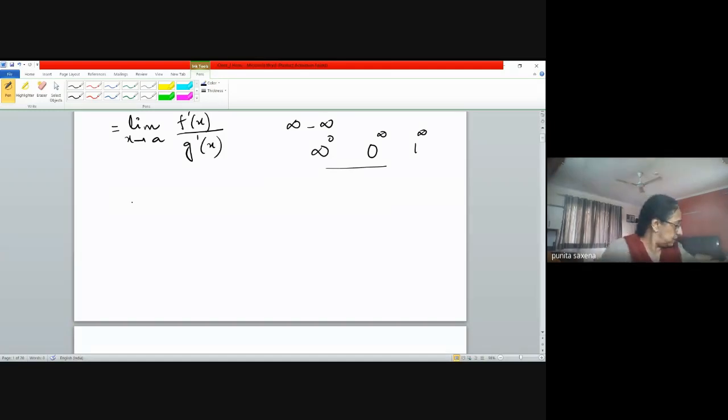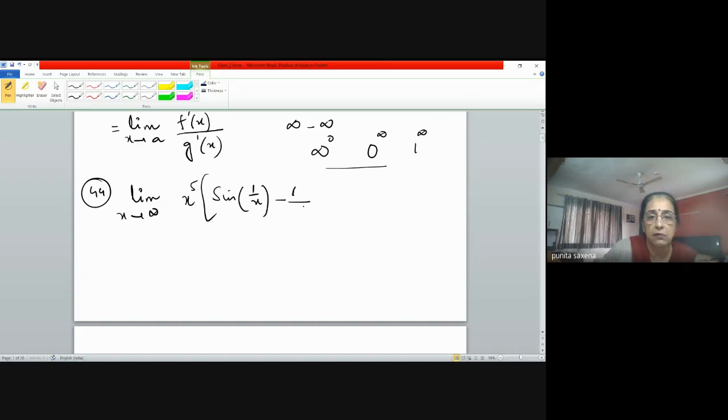Just look at your exercise, you don't have it in front of you right now, you know. Say you have question number 44 from the exercise. It says we have to evaluate limit x tending to infinity x to the power 5 into sine 1 by x minus 1 by x plus 1 upon 6x cube. Okay, now it's x tending to infinity.